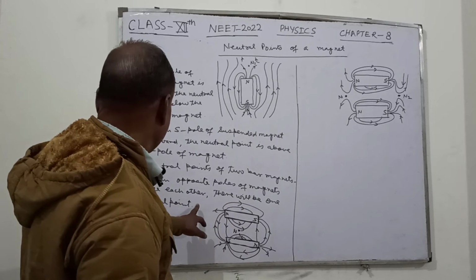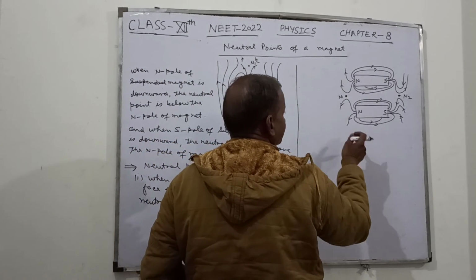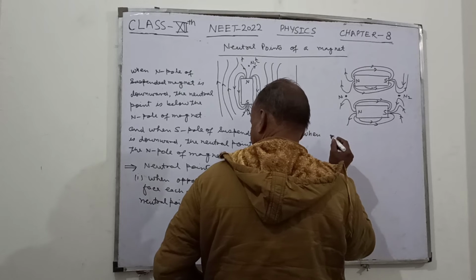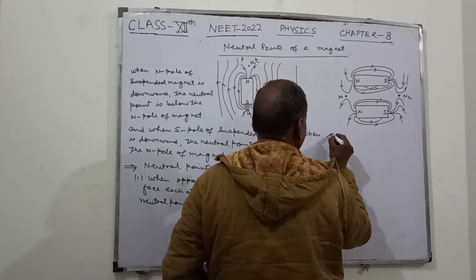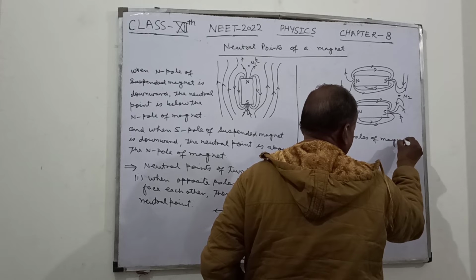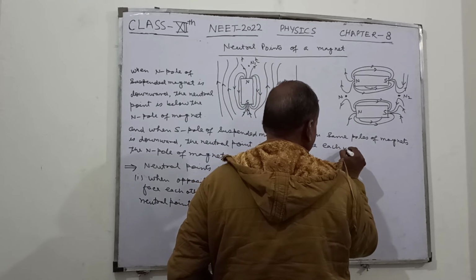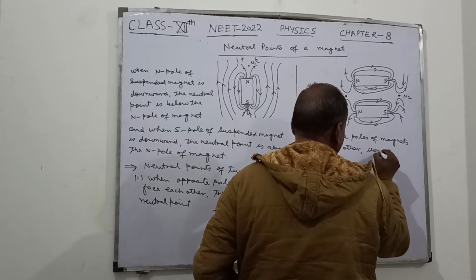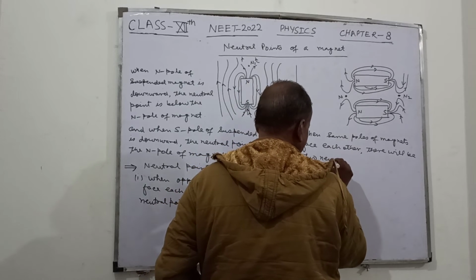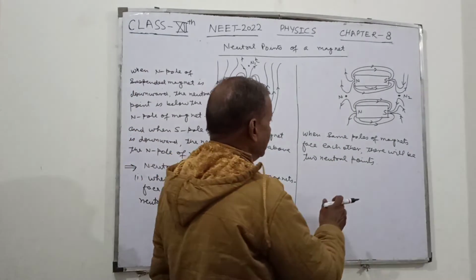So when the opposite poles of the magnets face each other, then there will be one neutral point. When the same poles of the magnets face each other, there will be two neutral points. Two neutral points, N1 and N2.